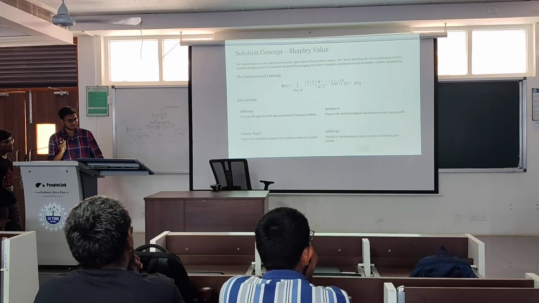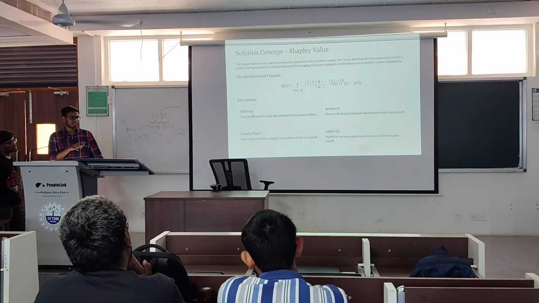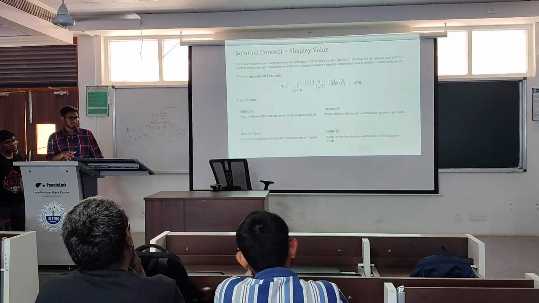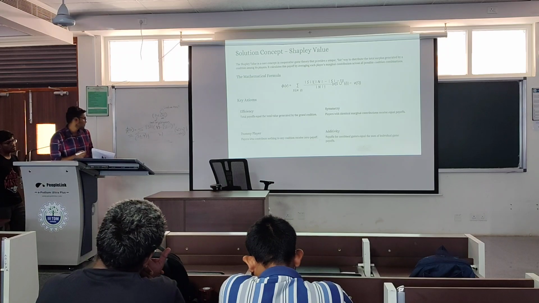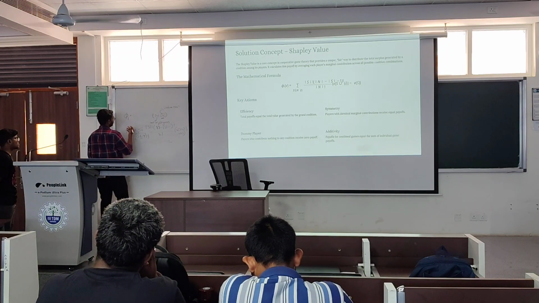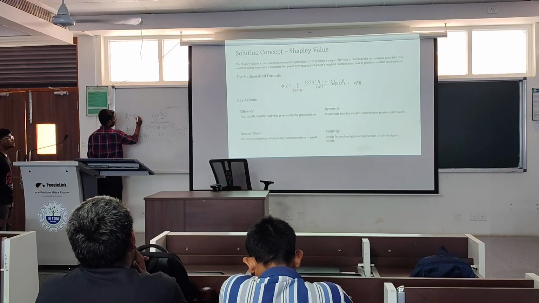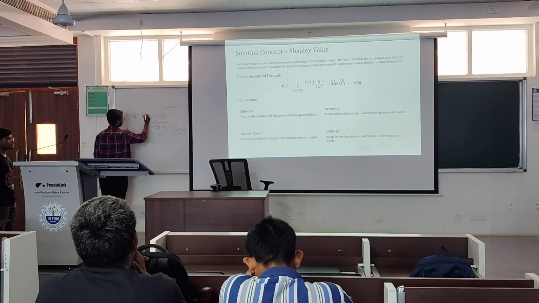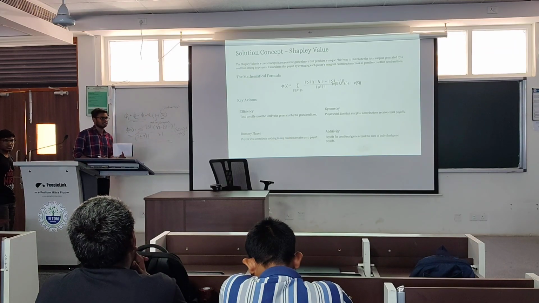The first one is the efficiency axiom, where the total payoffs distributed among the members are equal to the combined coalition payoff. Like if we take two coalition groups, the value of the combined coalition is the combination of the values of the two coalitions. So this is the main concept of efficiency.